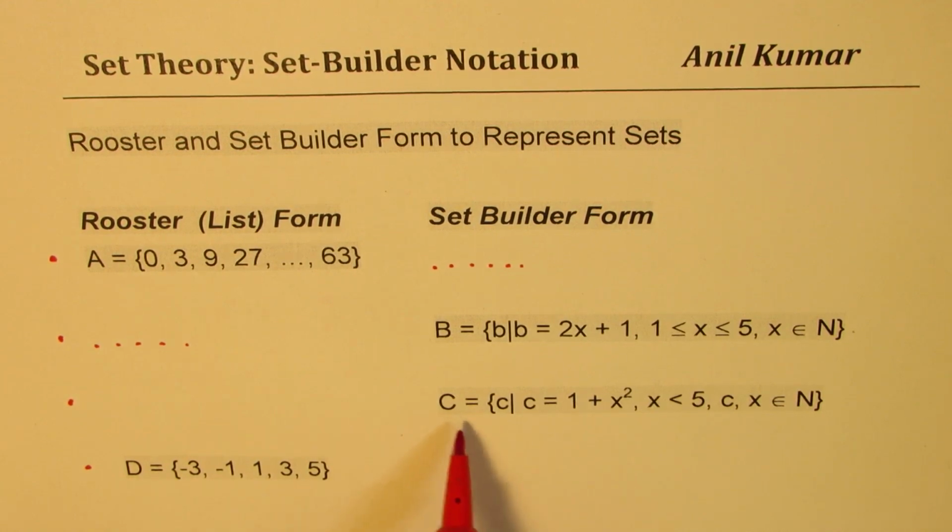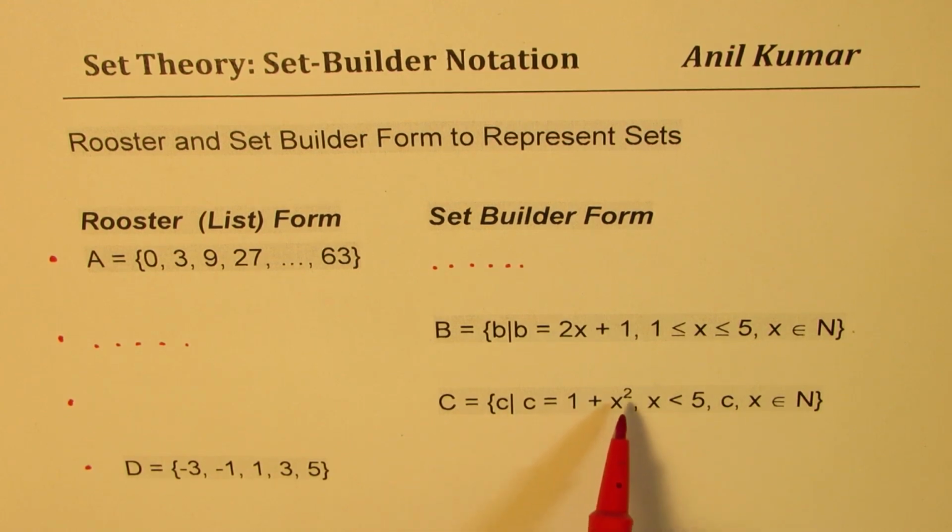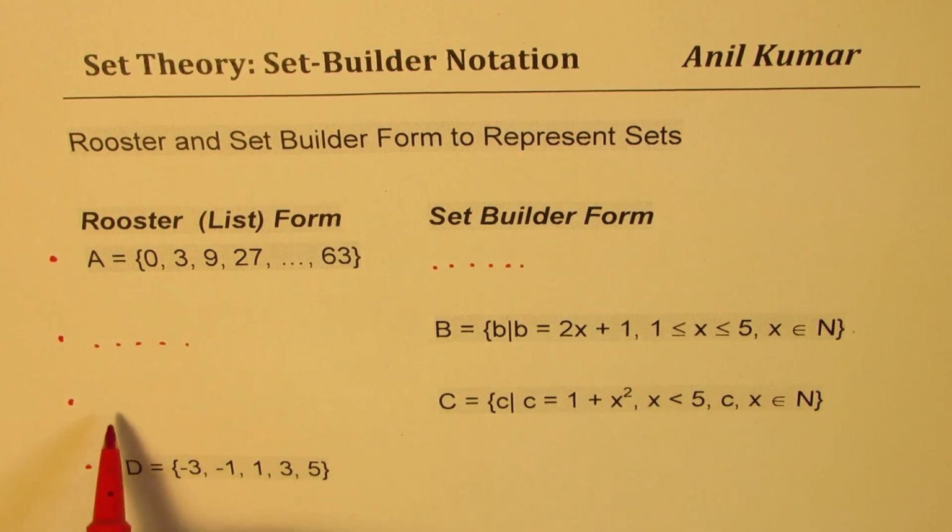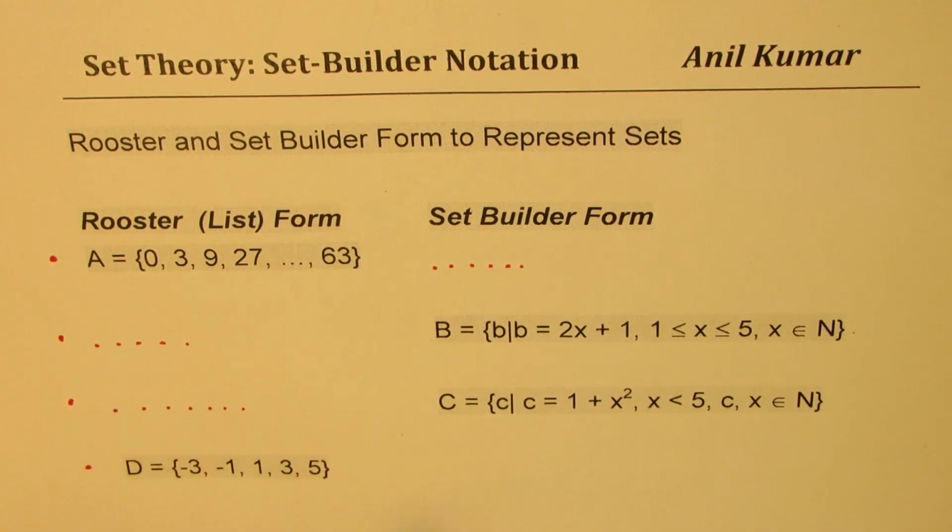Set C is such that C equals 1 plus x squared, where x is less than 5, and x belongs to natural numbers. You have to list all the elements of this set. Now we are given the elements of set D as minus 3, minus 1, 1, 3 and 5, and we need to write this in the set builder form. So that is the exercise. You can pause the video, answer, and then look into my suggestions.